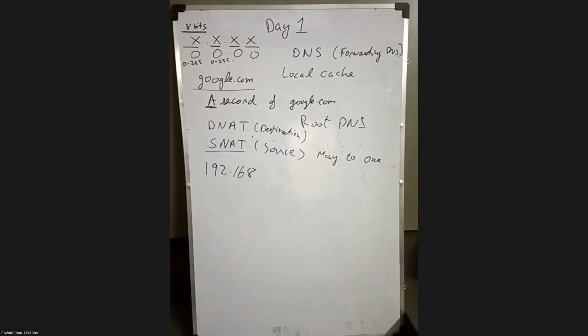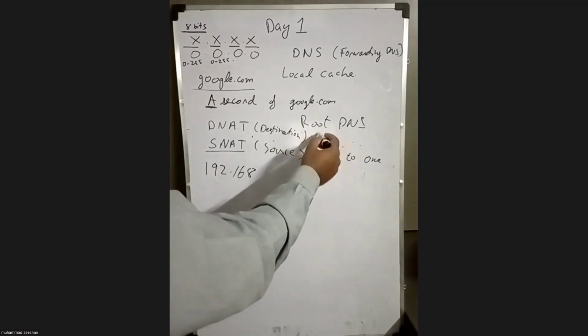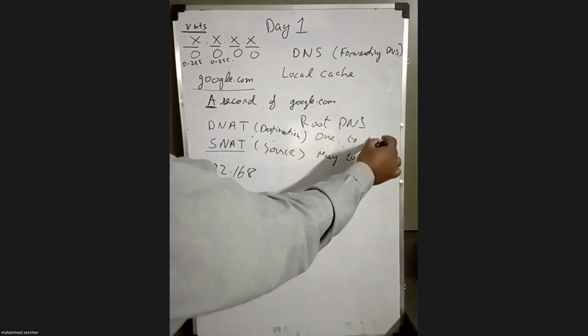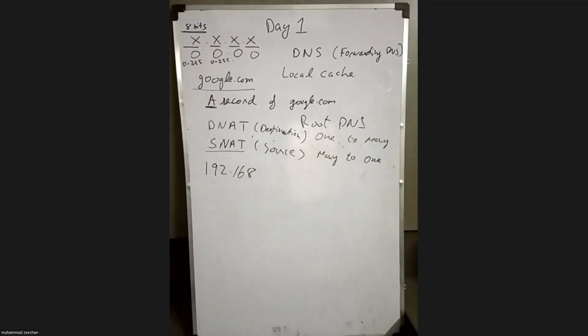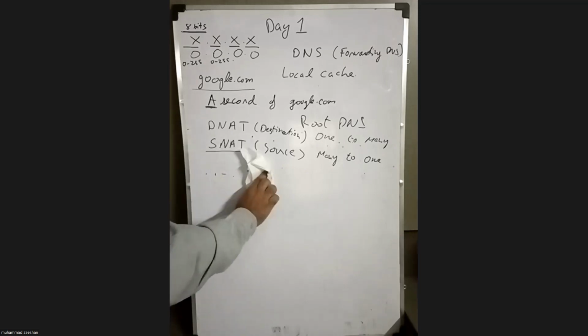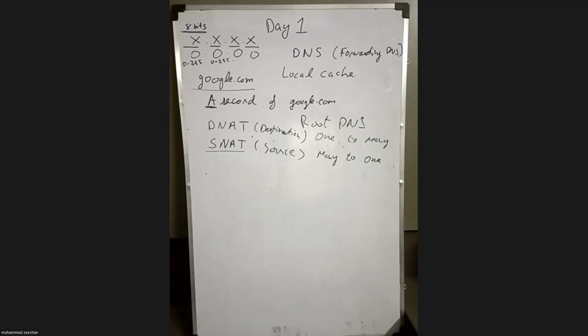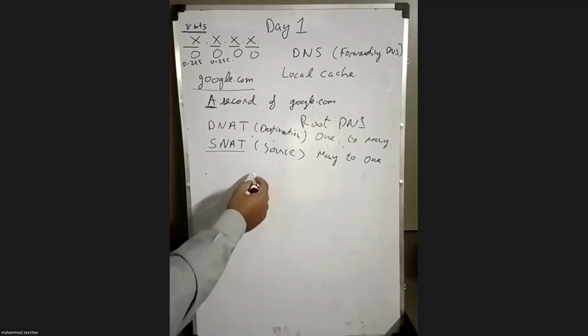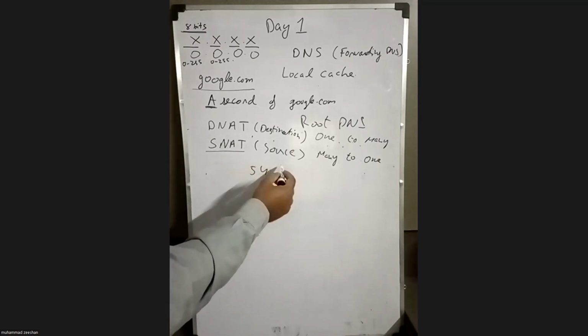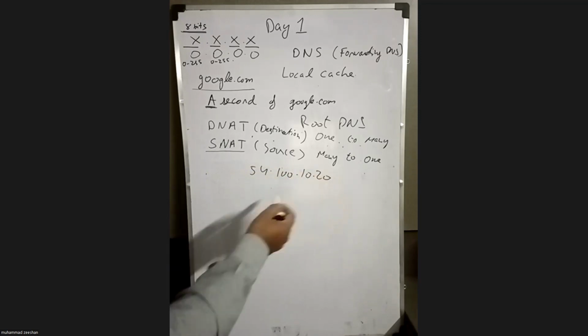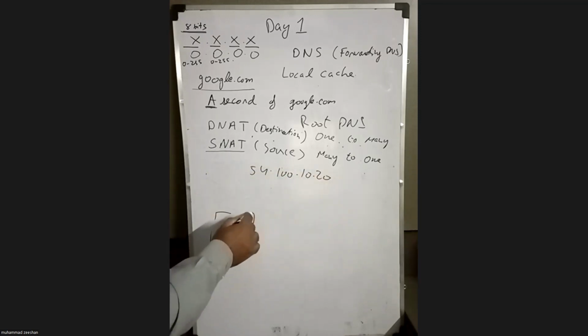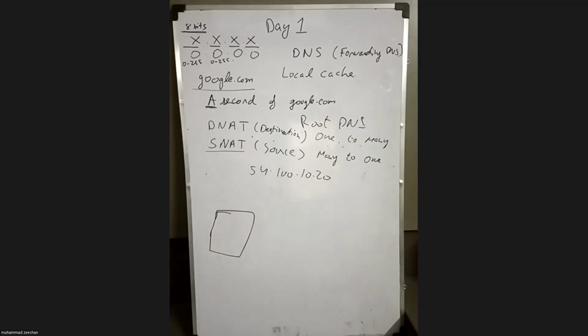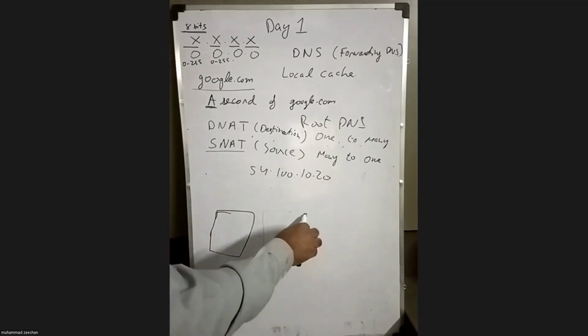Destination NAT. One to many. It's the opposite. Let's say I have a public website. We were discussing it, it's google.com. Let's say the IP address is 54.100.10.20. I have a web server, which is doing google.com, serving the content.